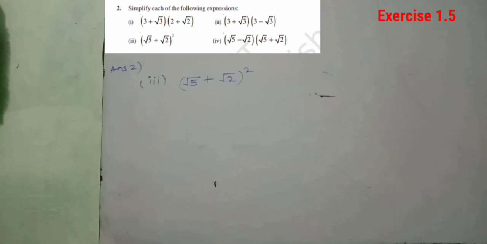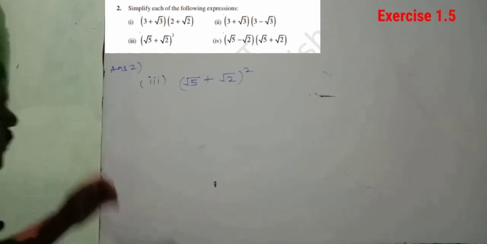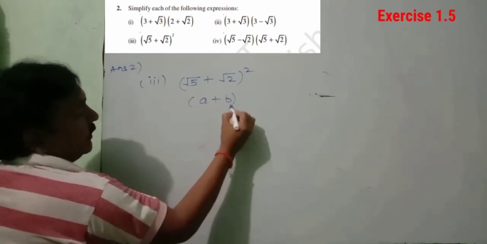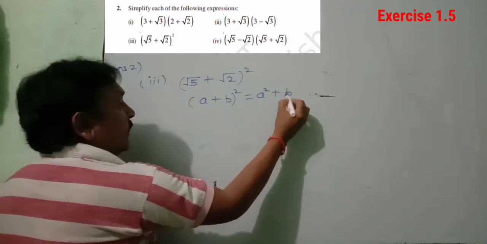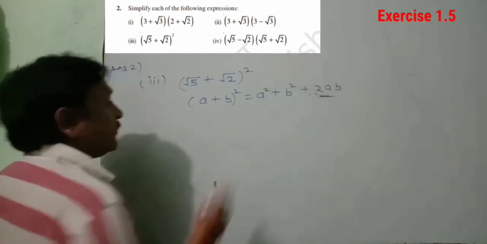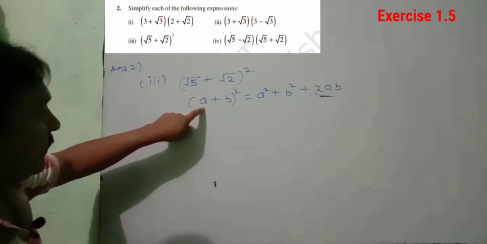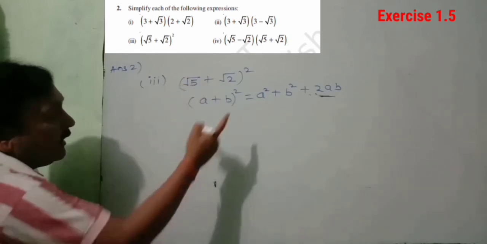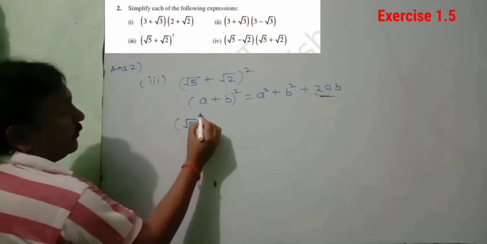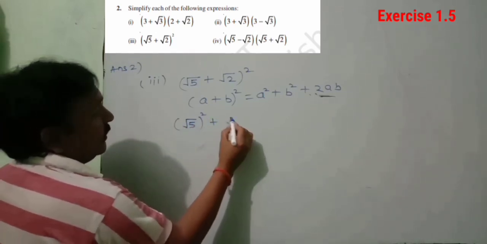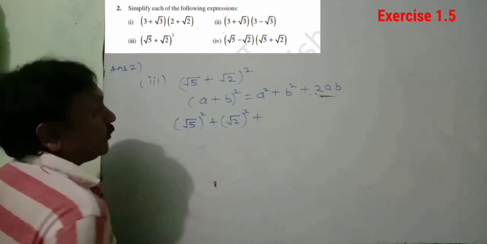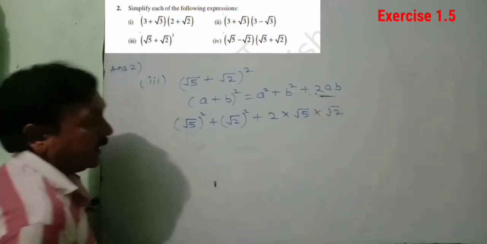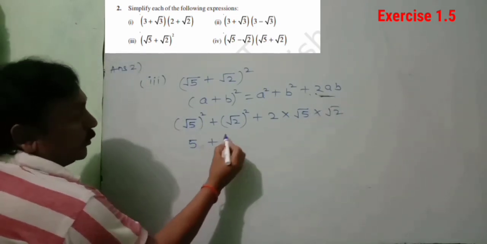Okay student, now see part third, and in this part also recall that it is just looking like the identity a plus b whole square, which we can write as a square plus b square plus 2ab. So can we use it here? Yes. In place of a it is root 5, in place of b it is root 2. So we can expand it. How? A square, it means root 5 whole square, plus b square, which means root 2 whole square, plus 2ab, it means 2 into root 5 into root 2. Okay. Root 5 square means 5. Root 2 square means 2.